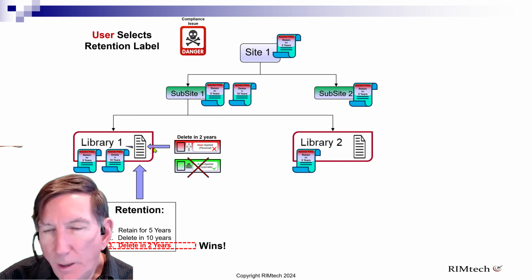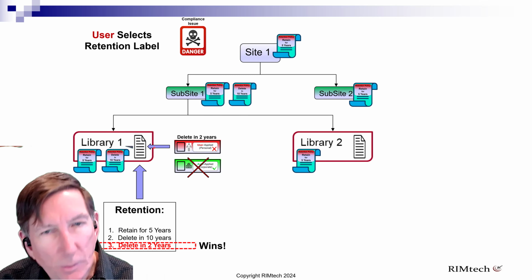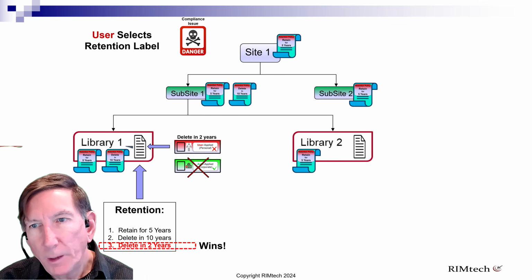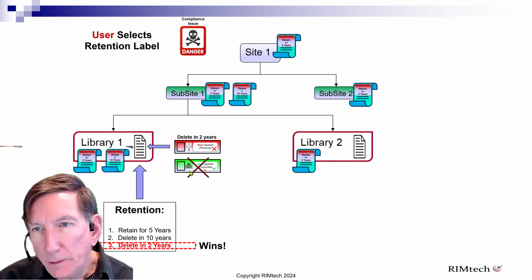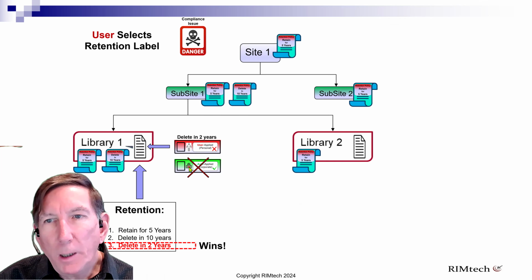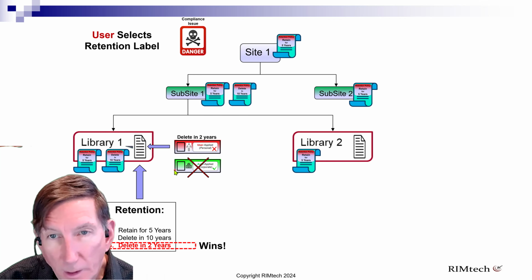Eventually, the records manager says, hold on, everybody. There's an official rule which I'm going to impose. It's the official corporate rule. I'm going to apply a label that says delete in 5 years or whatever. But I can't. Why not? Because the user overrules the records manager. If the user can apply a rule to that document, they can do so no matter what anyone else says. They win every time.